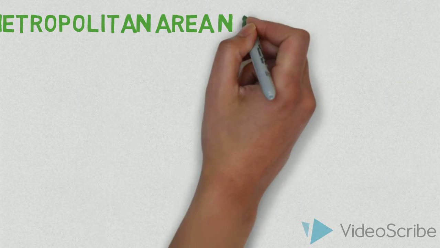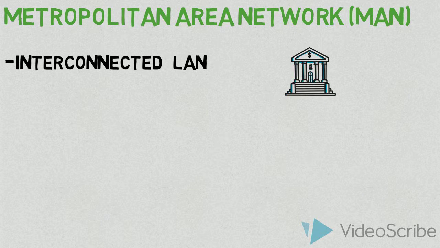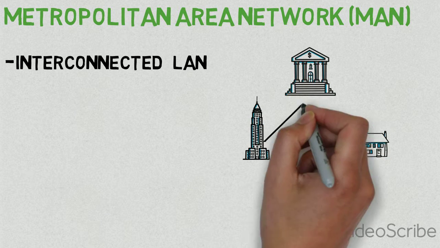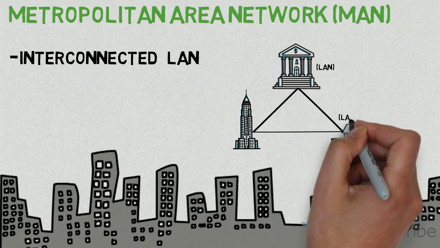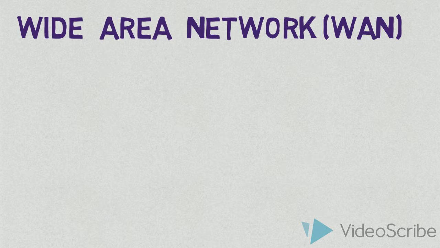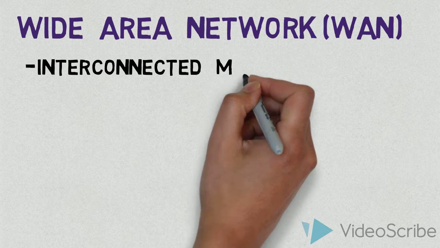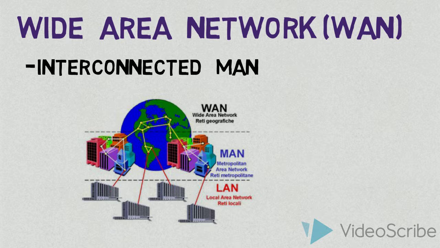Metropolitan area network, also known as MAN. It is the connection between LANs. Usually, MAN refers to the network connection of a city, which is formed by the interconnection of different LANs of that particular area. Wide area network. It covers a larger geographical area than a MAN. It can expand over a state or even a country. It is formed by interconnected MANs of that particular area.